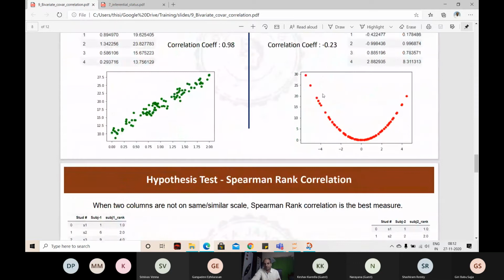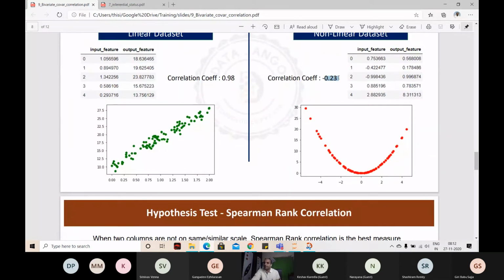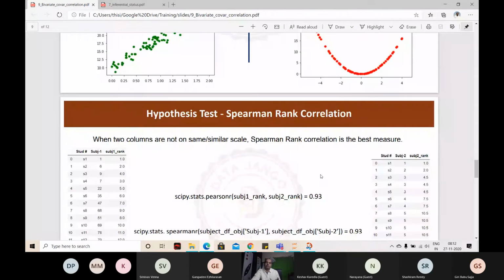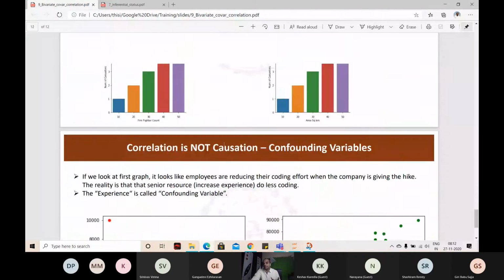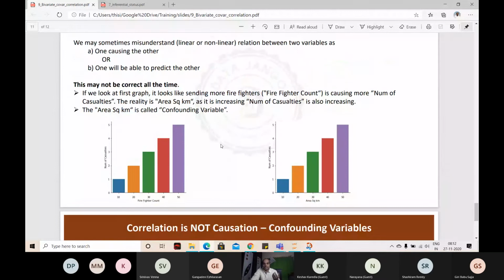When it is non-linear, the coefficient will be very small, or you cannot rely on that. Anyway, you have to look into the graph. And then correlation is not causation. Sometimes there may be a relationship in terms of correlation coefficient, but from a business point of view, there may not be any relationship. We have seen number of firefighters and casualties, right? This may look like there is a relationship, but this is not real.